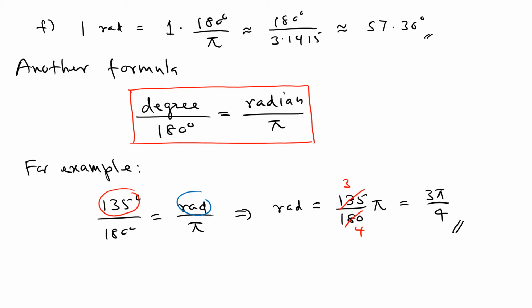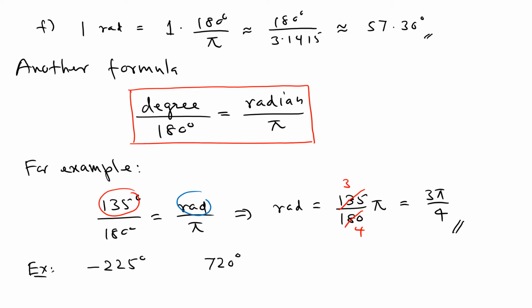So as an exercise, see whether you can find this using the new formula. So let's say negative 225 and let's say 720. So try to convert these into radians using this new formula. Okay, so that's about that.